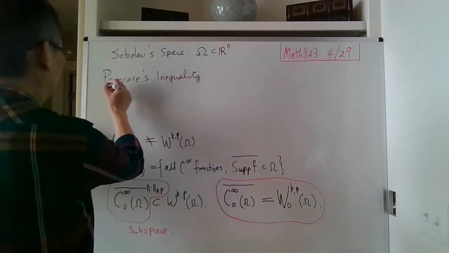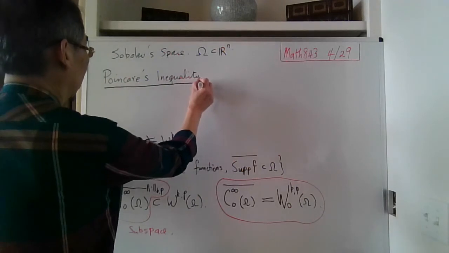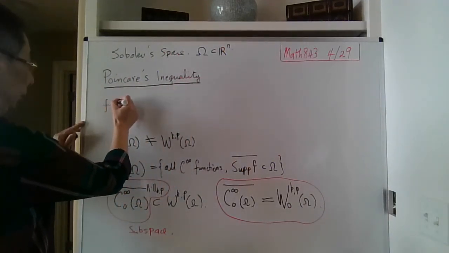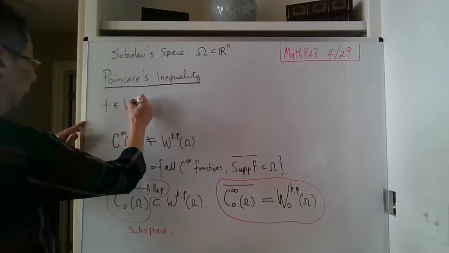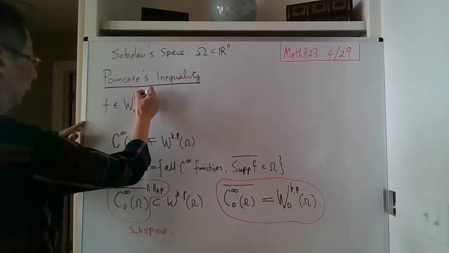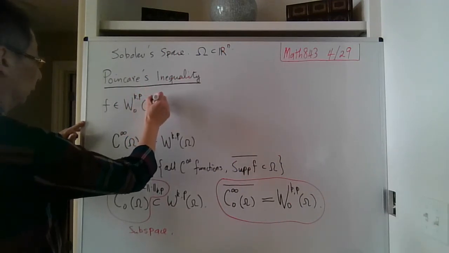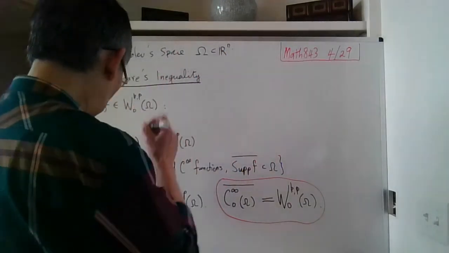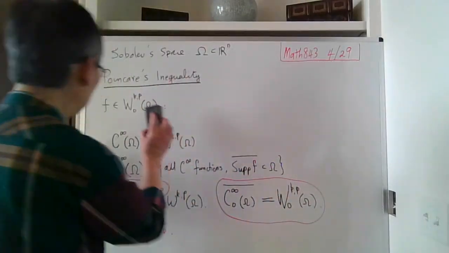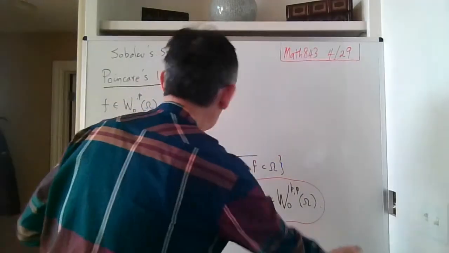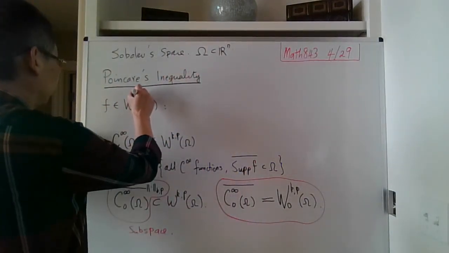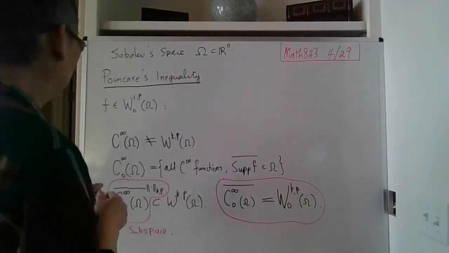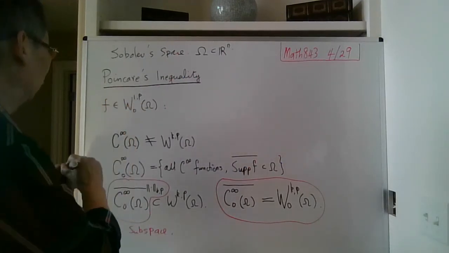Now, what does the inequality mean? This inequality is applied to functions in W_0^{k,p}(Ω). So what does the inequality say? Let's consider a simple case, the case that k equals 1. Okay, just consider k equals 1. So before I introduce this inequality, let's look at the norm.